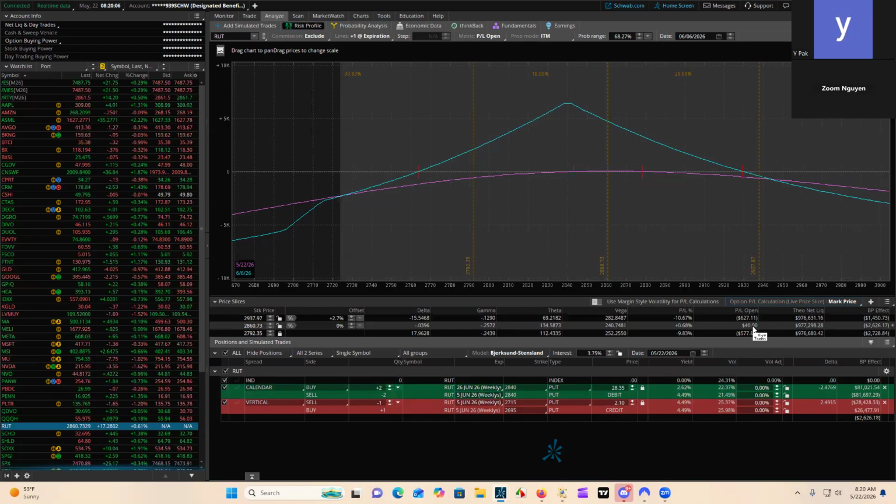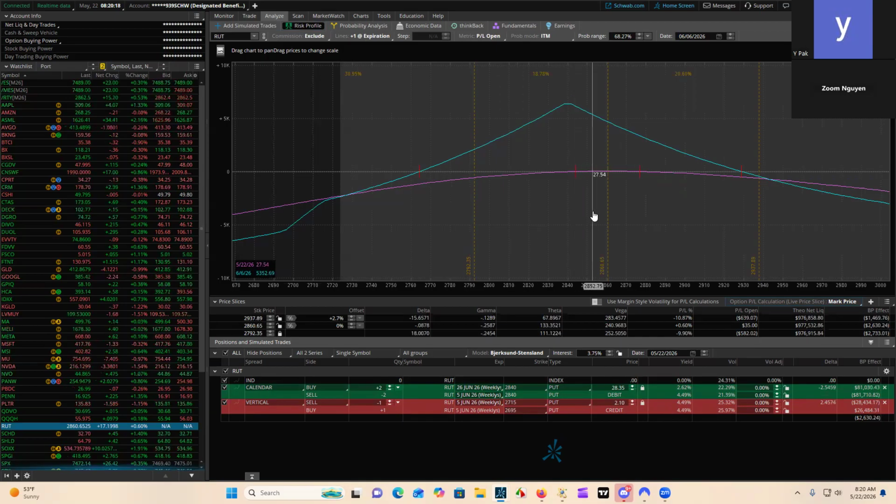So you watch it. Can you monitor it on the phone? Yeah. So you can't. The mobile app doesn't allow you to see this risk profile. I think, I haven't tried it, but I think on the Thinkorswim web version, you can see it there. But maybe try testing that out.